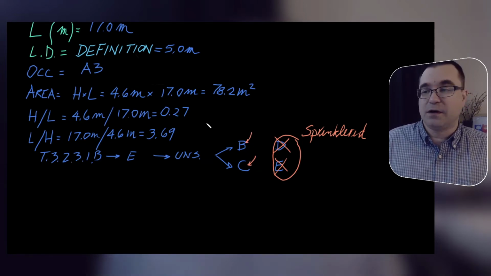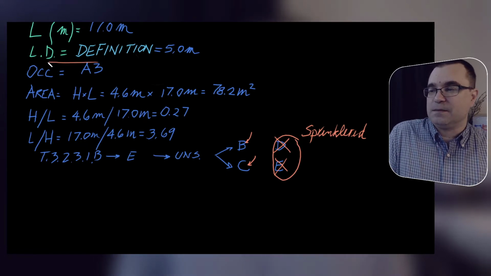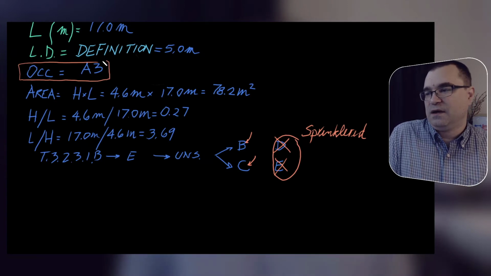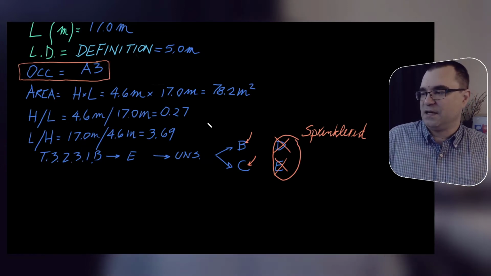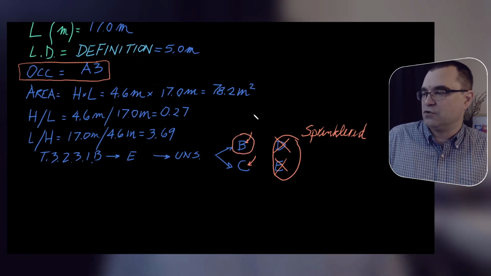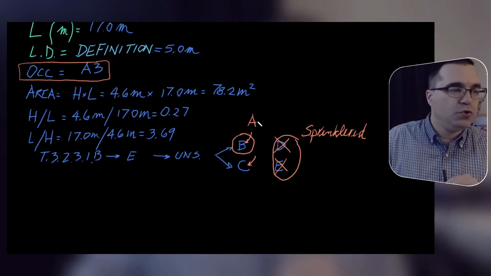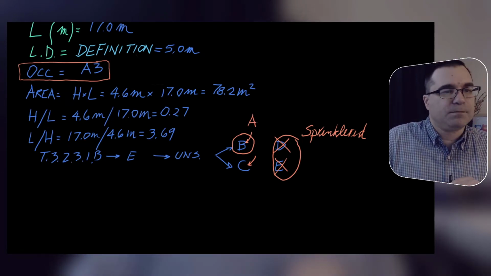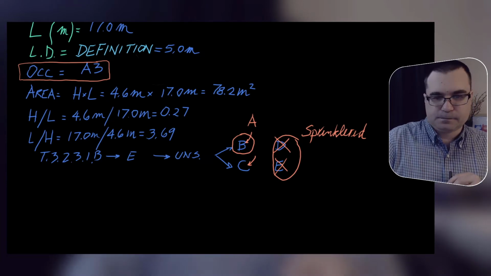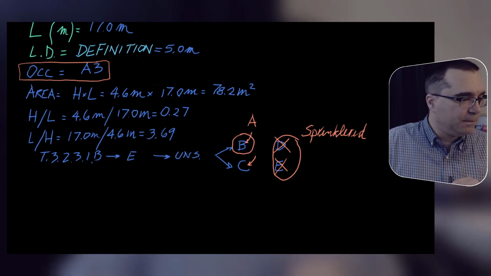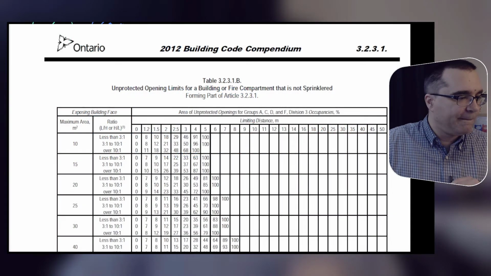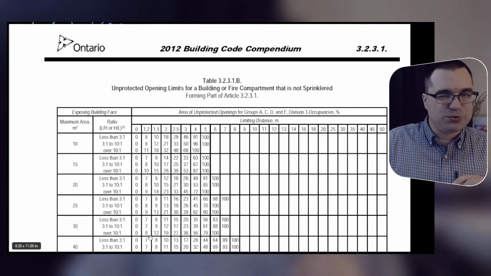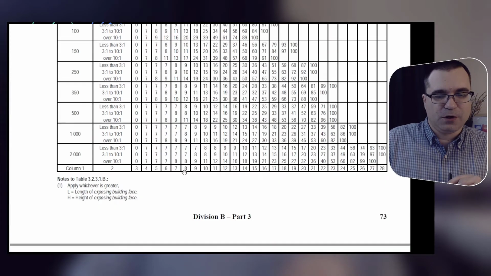Well, that's where our occupancy comes in. Our occupancy is A3. So as I'll show you in a moment when I bring up the table itself, table B allows for A-type occupancies. So that's the one we pick. So now let me show you exactly what I'm getting at. Okay? So here are the tables themselves. I've digitized those tables that I was talking to you about. They're all here.